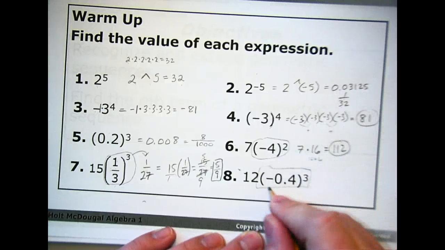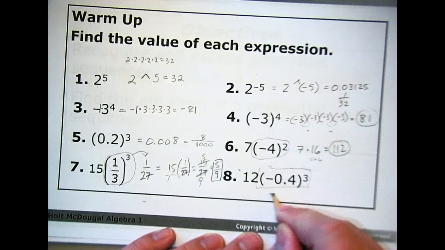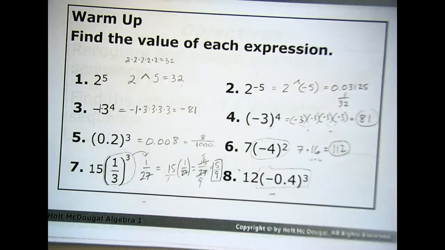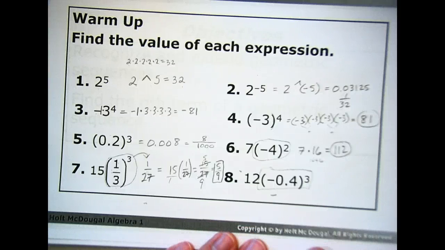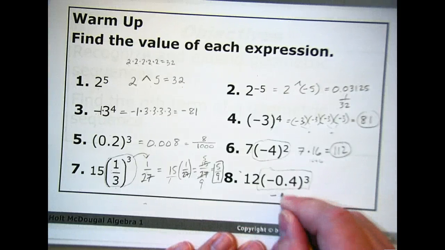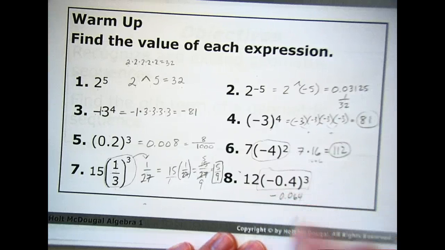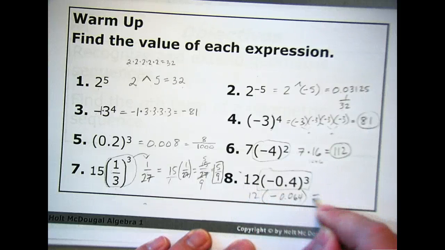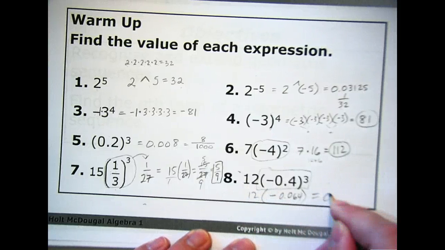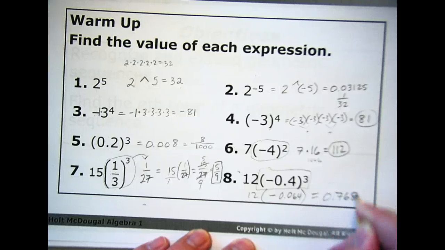Let's get just this part first. So we get negative, it's 4 times 4 times 4? 64. Okay, so 0.4 times 0.4 times 0.4? 0.064. Good. Negative 0.064 times 12. 0.768. Positive or negative? Negative, yeah, because we have negative times positive.